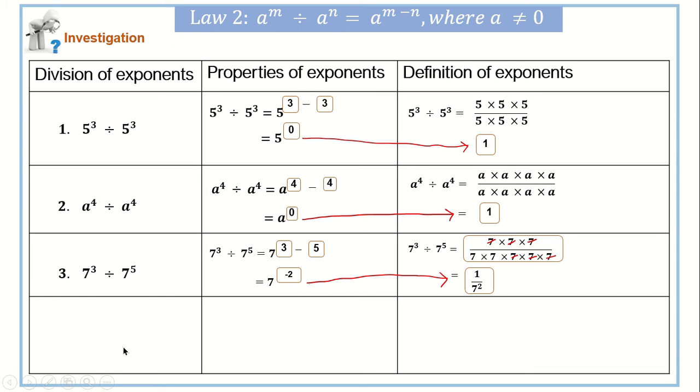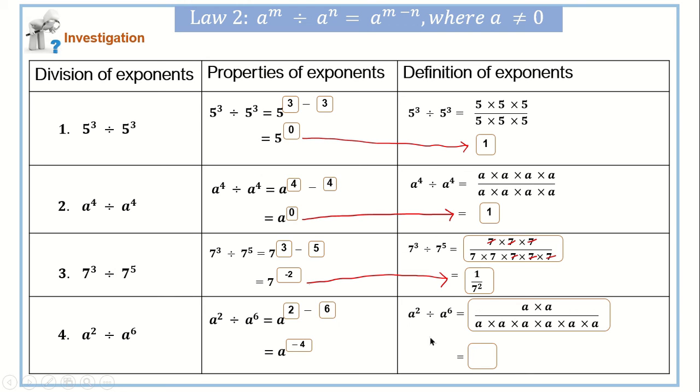We look at the final investigation. Now we have a squared divided by a to the power of 6. This is the same as a to the power of 2 minus 6, which gives us a to the power of negative 4. From the definition, we will have a times a divided by a times a times a times a times a times a.